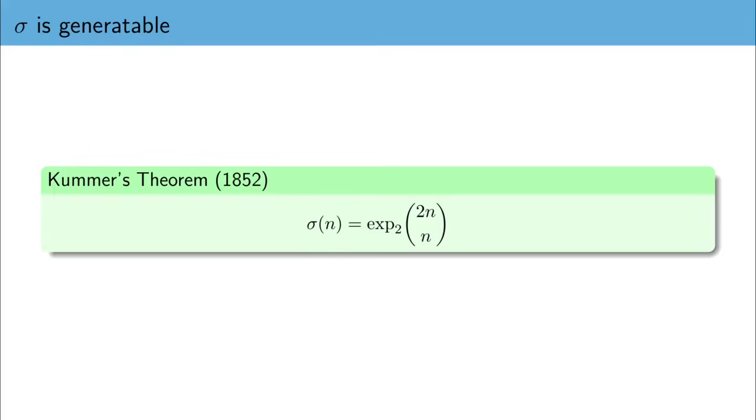And so of course, now that we know that the x sub 2 and the binomial coefficient are generatable, by Kummer's theorem, the sum of digits function is generatable. Right? Kummer's theorem says that the sum of the digits of n is just the exponent of 2 in the prime factorization of 2n choose n. And I've made a separate video on this, which I'll link down below.